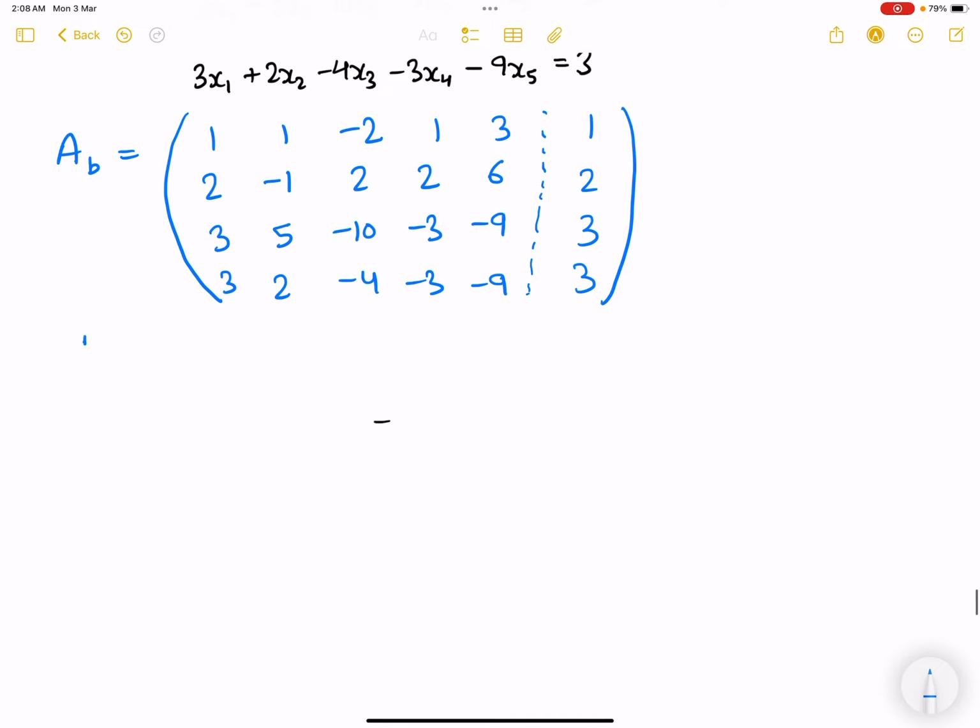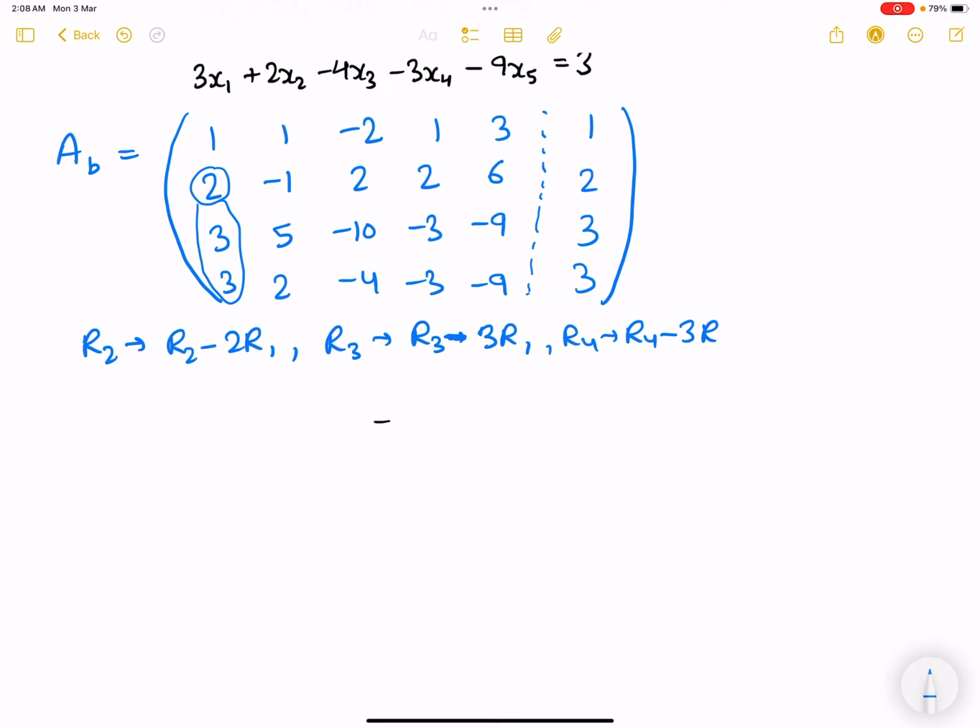Okay, now the row operation that we'll use is, so we'll make all these terms 0. So this would be R2 goes to R2 minus 2R1. I'm using this simultaneously. R3 goes to R3 minus 3R1, and R4 goes to R4 minus 3R1. So the first row would remain the same, augmented.